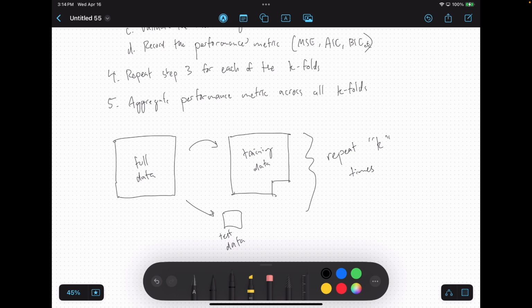So there is actually something called leave one out cross-validation. That is a special case of K-fold cross-validation where K is equal to the amount of data that you have. And in that case, you would typically do that for smaller data sets.